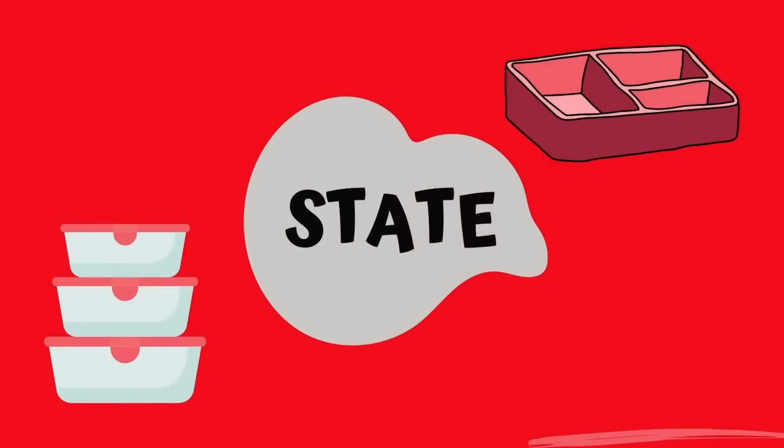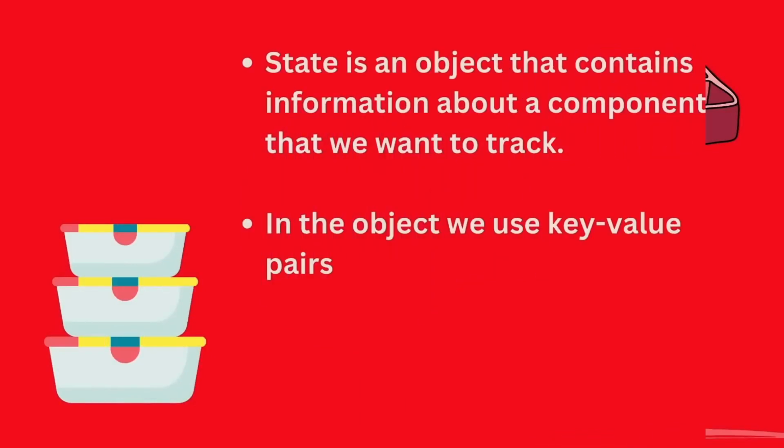So what is state? To put it simply, state is an object, and this object contains data about the component that for some reason we decide we need to keep track of within our application. In the object, we define key value pairs, and these key value pairs are the way in which we track a single piece of data that over time is going to change. Let's visualize this a bit more.